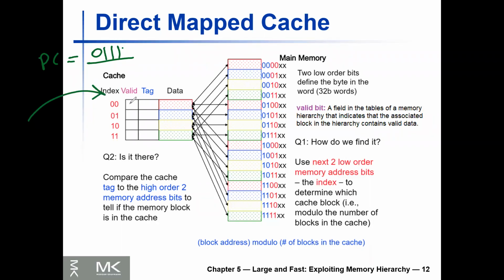As I said in the beginning, all valid bits are 0 0 0. So the processor first checks whether there is data, that is, whether the valid bit is set. We see all valid bits are 0. It means it is a miss. Because the valid bit is telling you, just read it: a field in the tables of the memory hierarchy that indicates that the associated block in the hierarchy contains valid data. So there is no data, which means this is a miss. When it is a miss, the processor will go down.